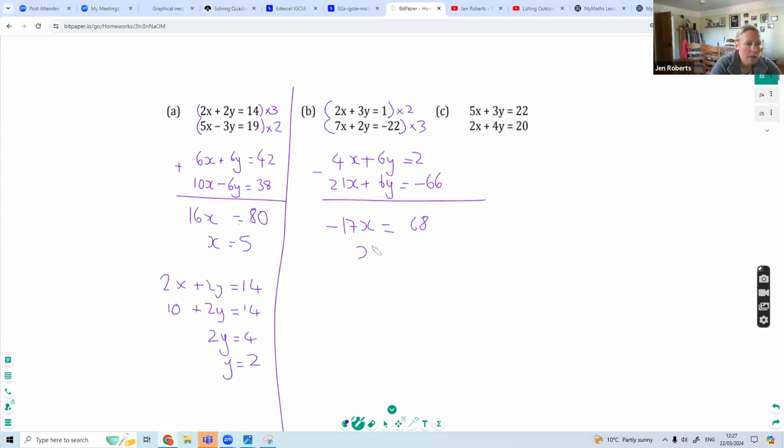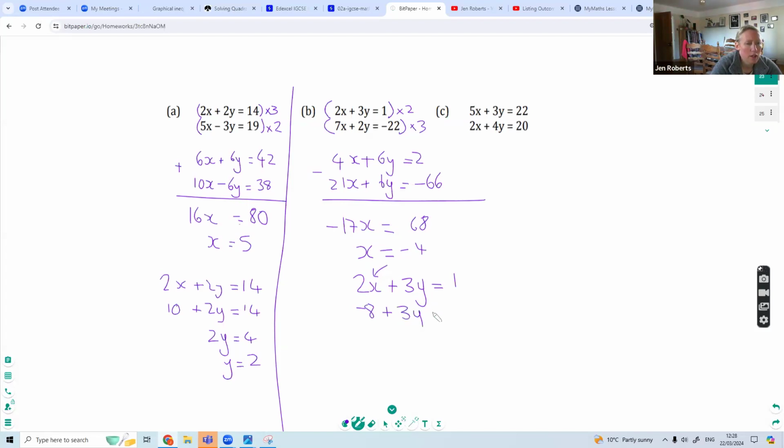And then you're dividing both sides by minus 17. Ooh, well done if you got this right. This is a tough one here. You get x is minus 4. Right, I'm putting x equals minus 4 in this. 2 times minus 4 is minus 8.